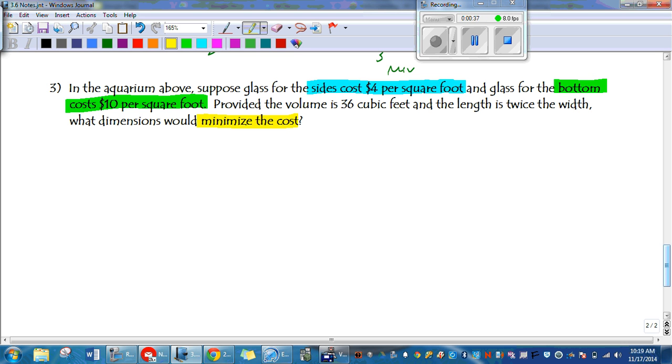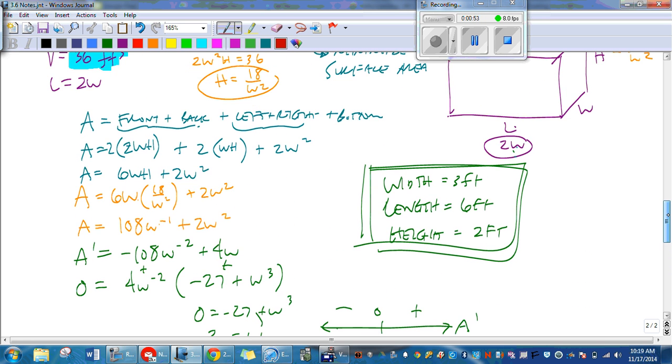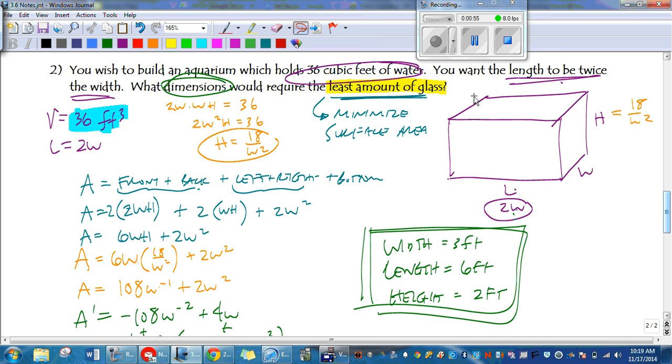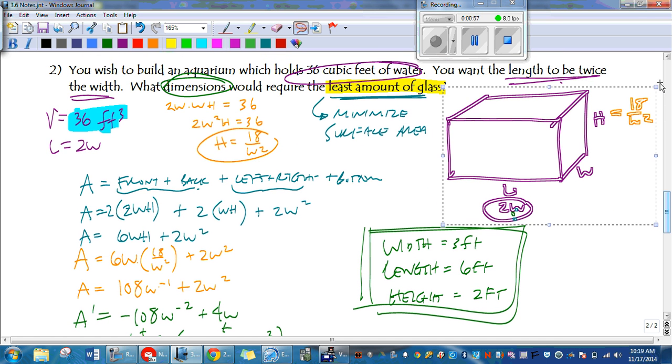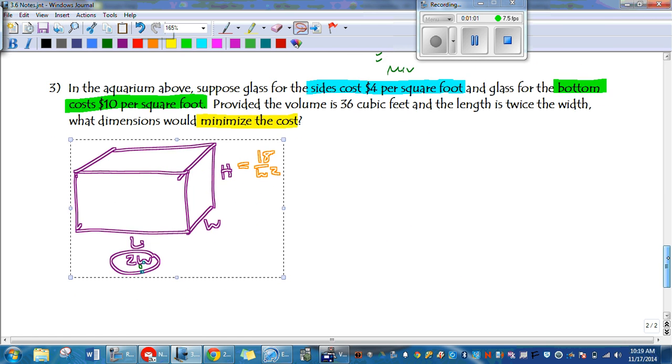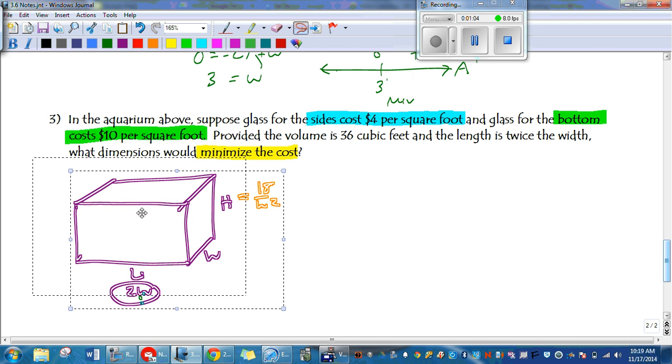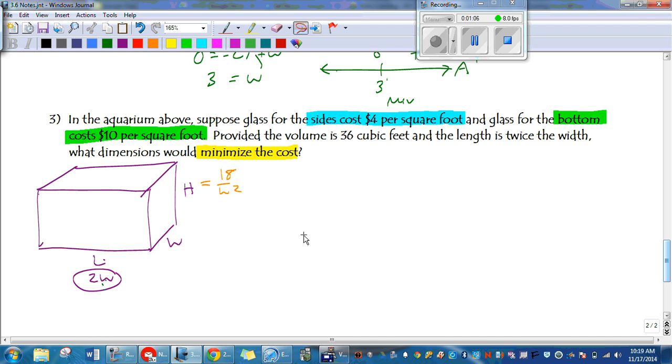Now, if everything costs the same, it would be kind of the same as the last problem, right? That minimum surface area would give us a minimum cost. But since the bottom costs more than the top or the sides, it's going to change things a little bit. But a lot of the stuff we start off with is the same. For example, our picture and dimensions are all still the same. All right, so we're starting off the same there. We're just trying to minimize cost now.